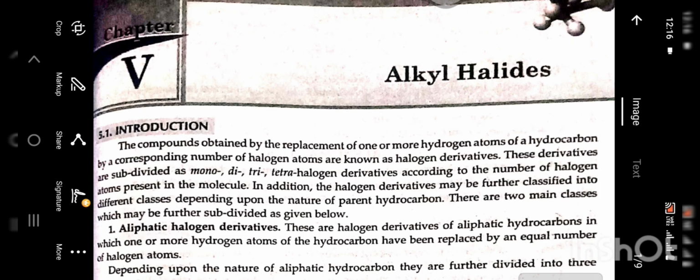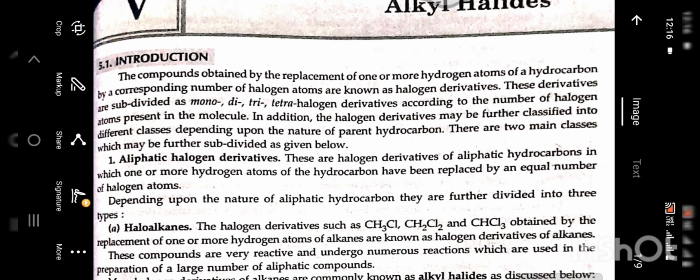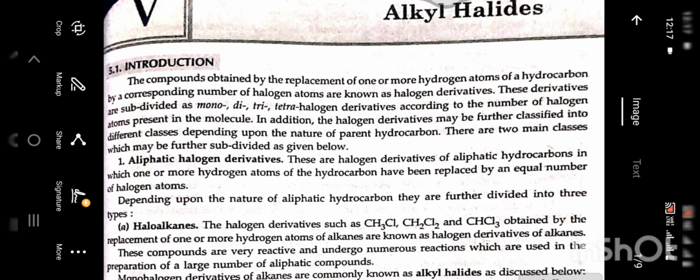Here is an audio video lecture of alkyl halides. Intro. The compounds obtained by the replacement of one or more hydrogen atoms of a hydrocarbon by a corresponding number of halogen atoms are known as the halogen derivatives.